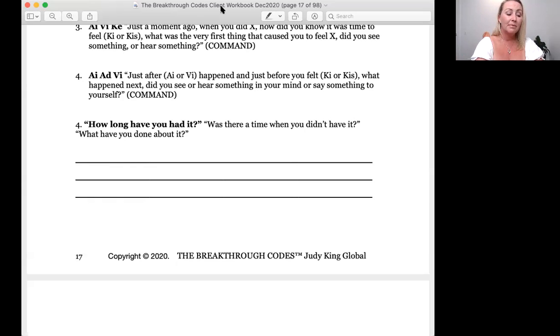So these are really important questions because we want to know, since when have they had it? We want to know, can they not do the problem? Because if there was a time when they didn't have it, then the good news is they also have a strategy for not doing it. Okay, so you could also elicit that strategy. So how, and we get to that anyway. Is there ever a time, when do you not do it? So, and what have you done about it?